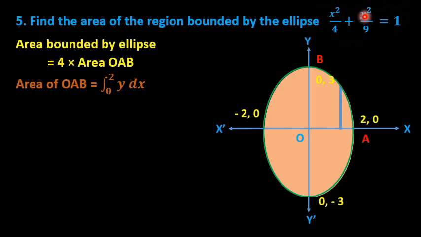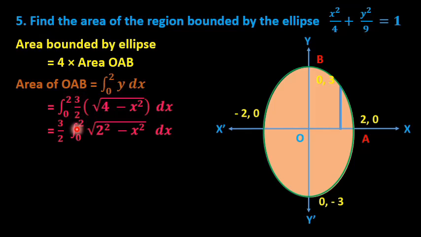So from here, after taking this x square by 4 to the right hand side and rearranging, we get y equals 3 by 2 under root 4 minus x square. Now this 3 by 2 is a constant, so we take it out of the integration, and then it will be integration from 0 to 2. This 4 we can write as 2 square, so 2 square minus x square dx.